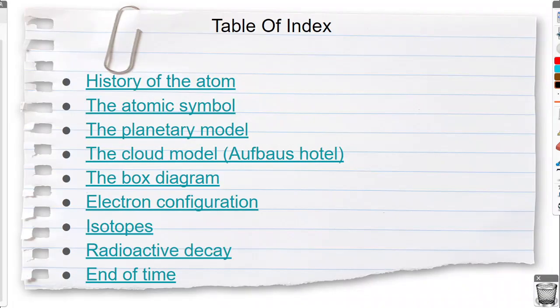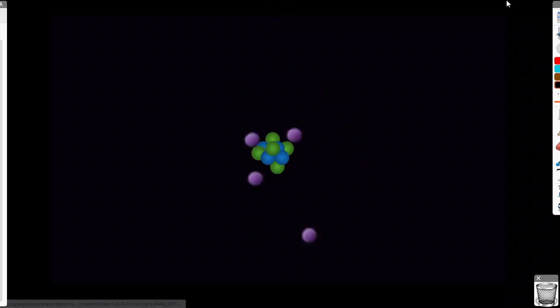Okay, also I've added a table of index to help make navigating all the slides for Unit 2 a little bit easier. So, today we're going to talk about the cloud model, also known as Aufbau's hotel. That's the analogy that I use to explain the cloud model. The reason I'm doing this is because some of you were not present this day. Others of you could just use a bit of a refresher. I know it's a really confusing idea, so this is what we're going to work on today.